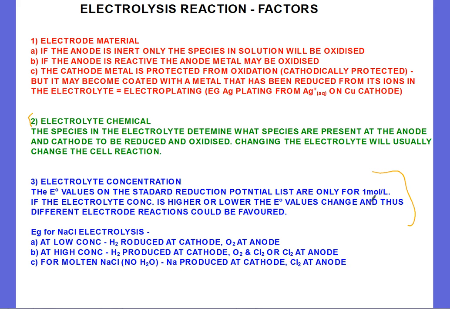And so, for example, for sodium chloride, when you've got very low concentration of sodium chloride, you get hydrogen being produced at the cathode and oxygen at the anode. At higher concentrations, you still get hydrogen produced at the cathode, but you might get oxygen and chlorine or just chlorine at the anode. And if you go straight to molten sodium chloride, so there's no water, that means you get sodium produced at the cathode and chlorine at the anode.